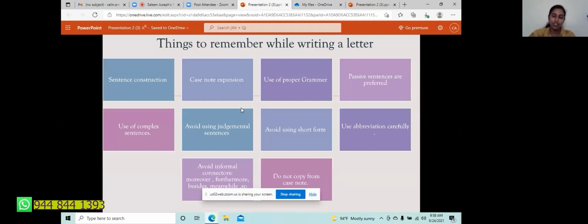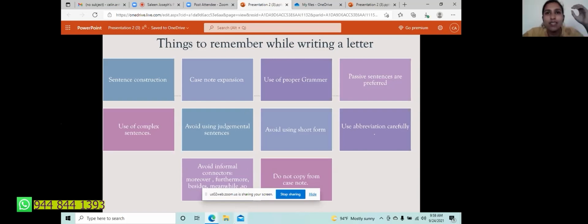I know in Kerala we do documentation in a written manner, so in that we use patient like PT. So we have developed some of our own abbreviations. Try to avoid such abbreviations when you are writing an OET letter. And whenever you are using abbreviations, use them carefully. And I already told you to avoid informal connectors like moreover, furthermore, besides, meanwhile. And do not copy from the case note, that I already told you.